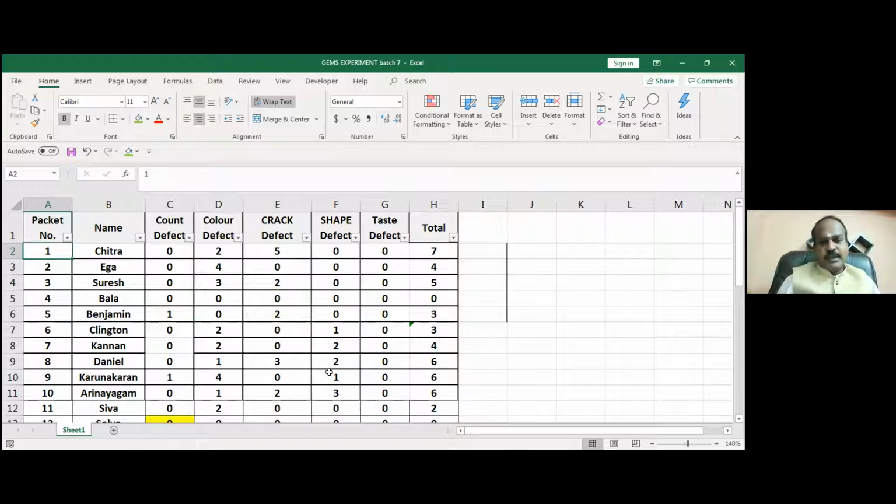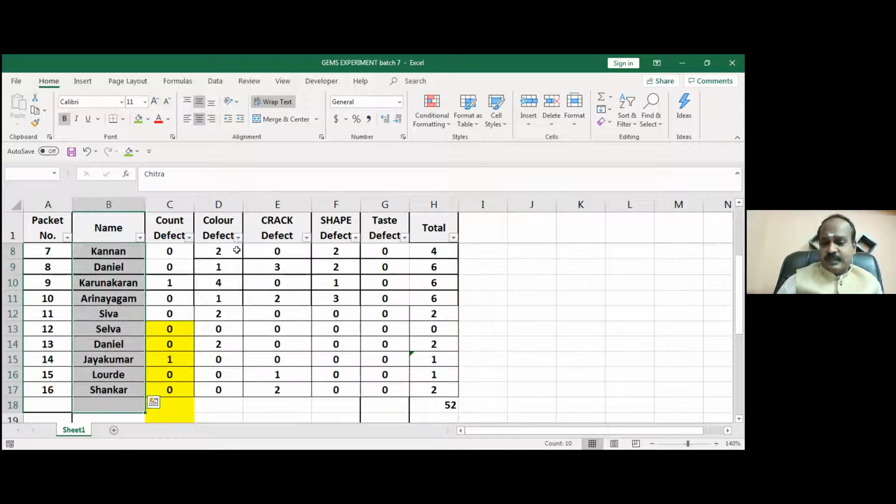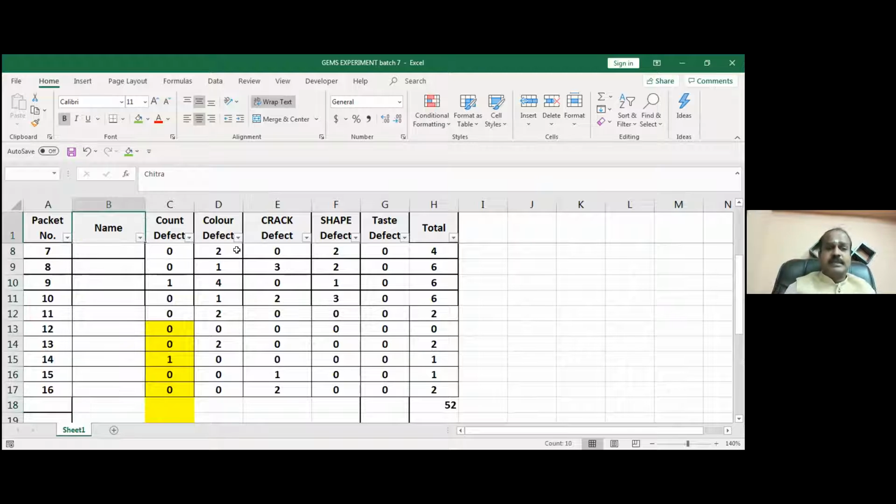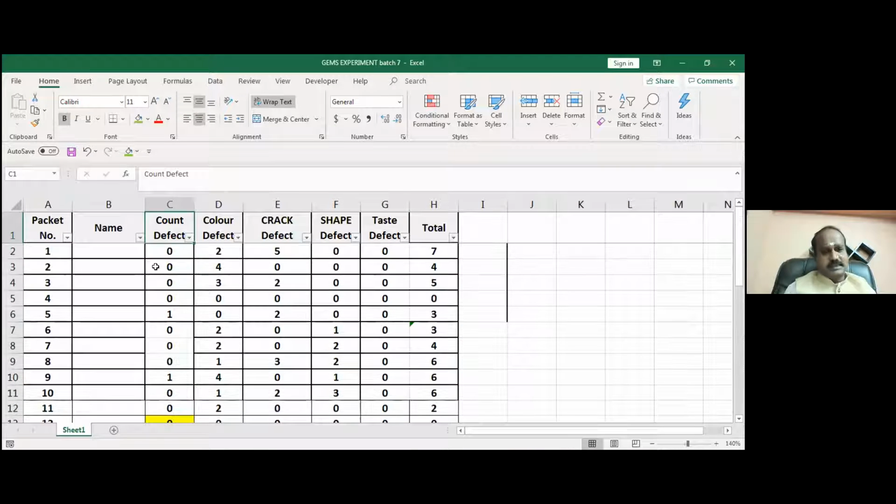So this is how we are going to collect the data. One by one, you can give me the data, then we will see how we can calculate DPMO and the sigma level. So who is first? First on the screen is Mayank.